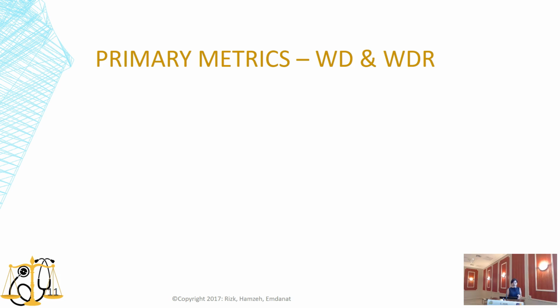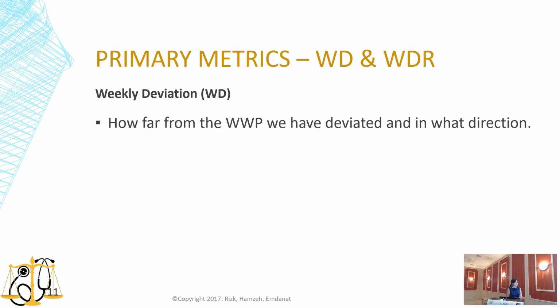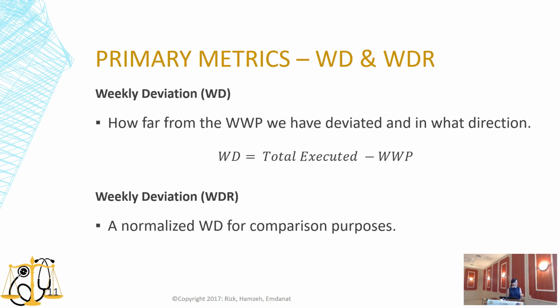The sixth and seventh metric are complementary and related. The weekly deviation, WD, gives us an indication of how far the team has deviated from the weekly work plan and the direction of the deviation. And the weekly deviation ratio is the normalized weekly deviation divided by the weekly work plan.